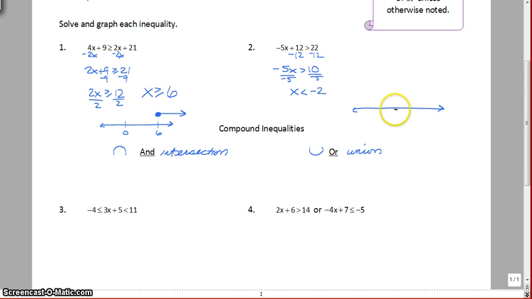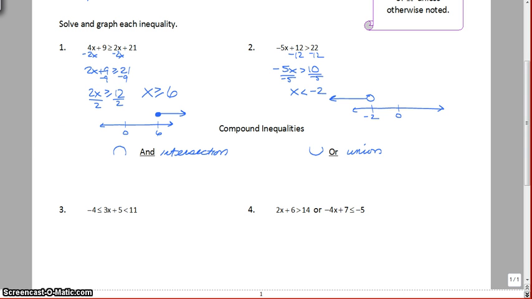So here's our number line. Here's our 0, here's our negative 2, and x is less than, so we have an open circle, and we are going to point to the left because that one points to the left. Okay, so that takes us to regular solving inequalities. I'm going to pause you for a second. We'll be right back.